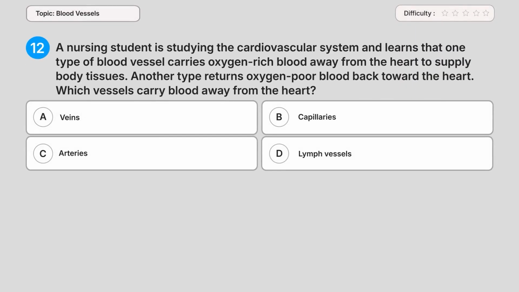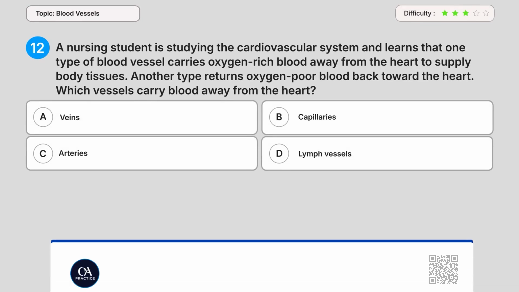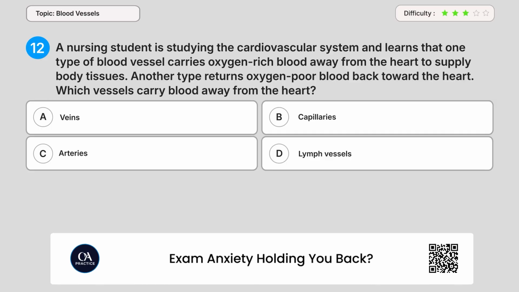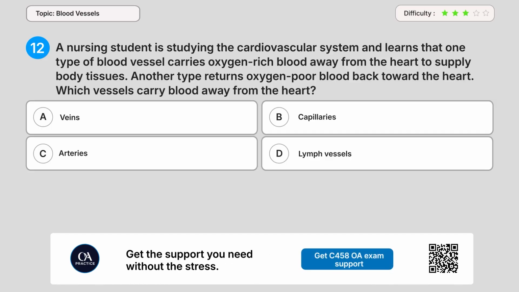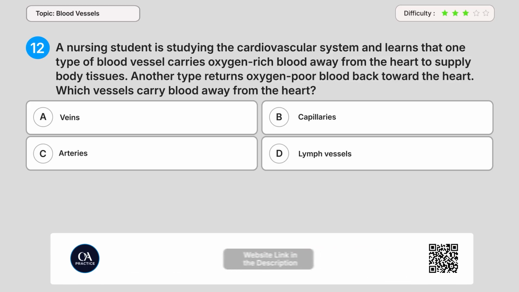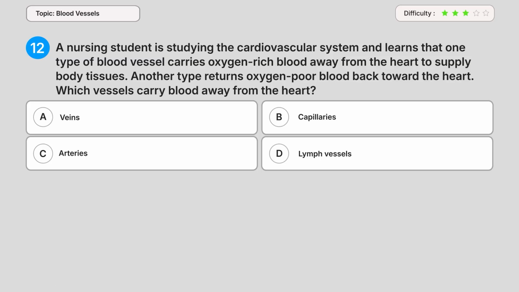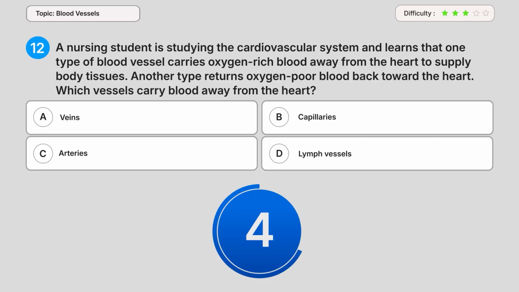12. A nursing student is studying the cardiovascular system and learns that one type of blood vessel carries oxygen-rich blood away from the heart to supply body tissues. Another type returns oxygen-poor blood back toward the heart. Which vessels carry blood away from the heart? A. Veins. B. Capillaries. C. Arteries. D. Lymph vessels. Can you guess the answer?